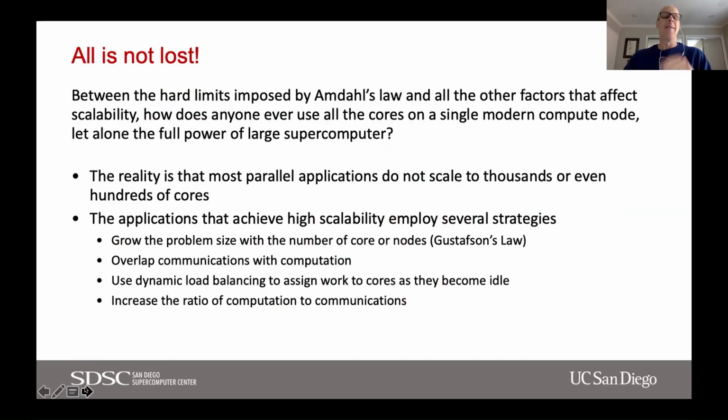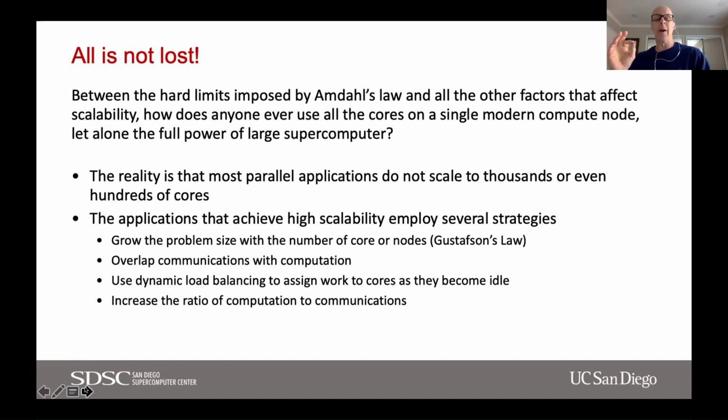Okay, so moving on. So we talked about the limits imposed by Amdahl's law, and then all these other factors that are going to affect scalability. So by now you're probably wondering, how does anybody ever use all the cores on a single modern compute node, let alone the full power of a large supercomputer? So first of all, the reality is that most parallel applications do not scale to thousands or even hundreds of cores. In fact, on Expanse, we have many, many jobs that just run within a single node or even use a fraction of that node.